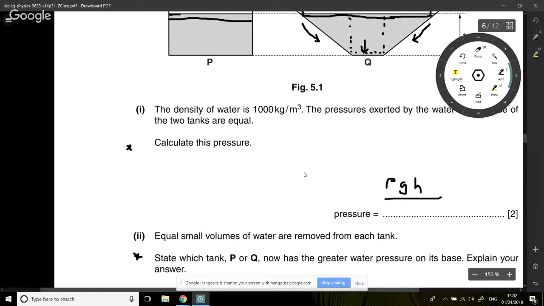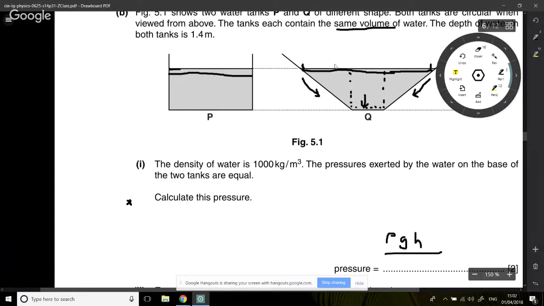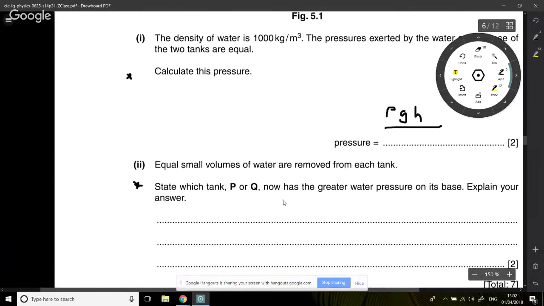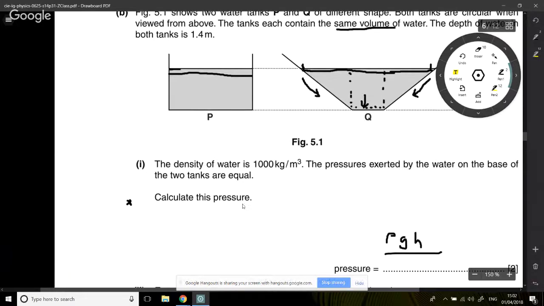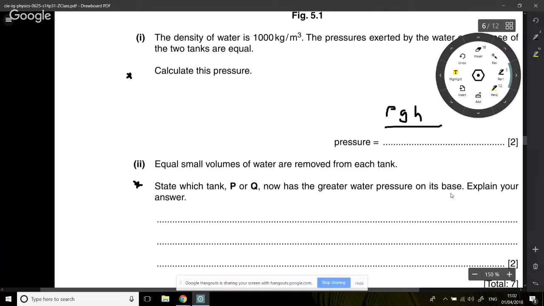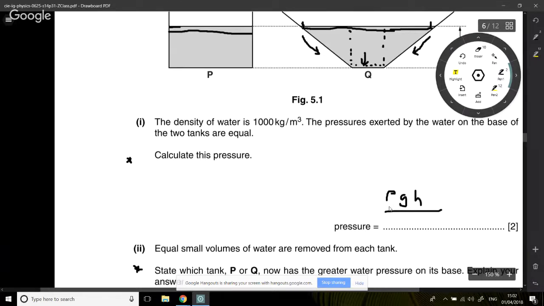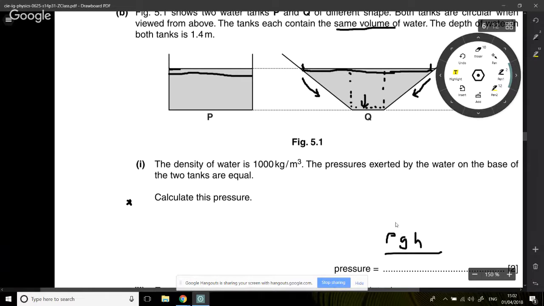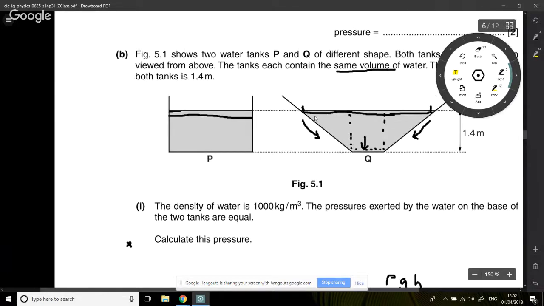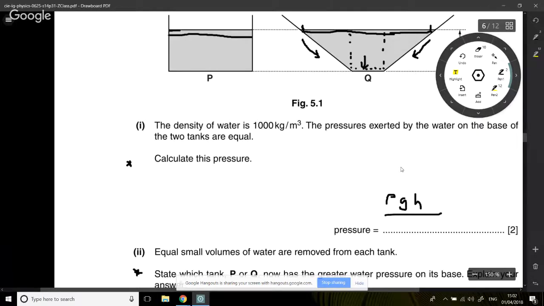However, then they take out a small but equal amount of water from both tanks. And then they want you to explain which tank has a higher pressure on the base. If we go back to the formula, we can ask ourselves, what's creating the pressure on the base? Well, the density hasn't changed, the liquid is the same. g is obviously going to be the same, because we're not talking about things in outer space at vastly different altitudes. So it's about h. Which one of these tanks, when you take out a small amount of water, is going to have a bigger h still?